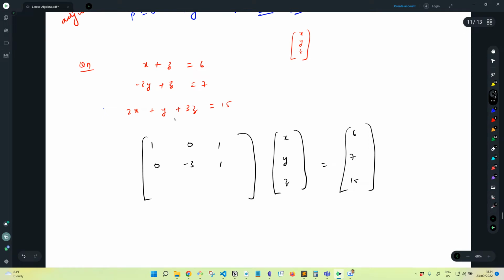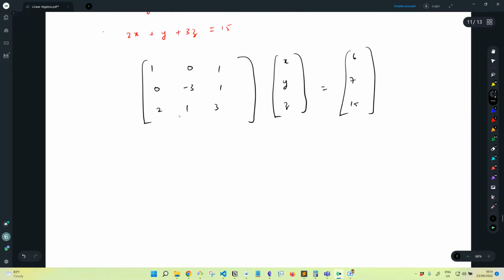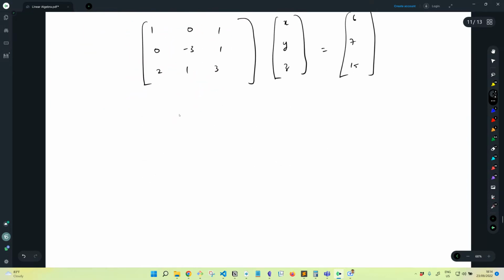1 0 1, 0 minus 3 1, 2 1 3. Correct. Very good. This is Ax equal to b. Now we'll follow the protocol.